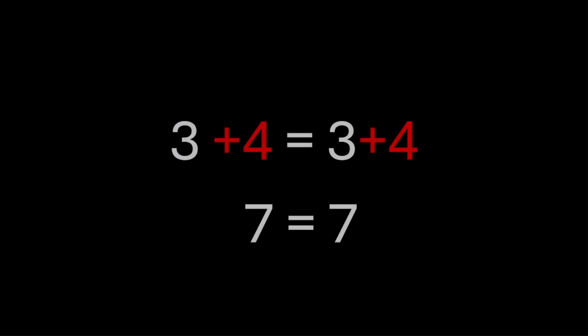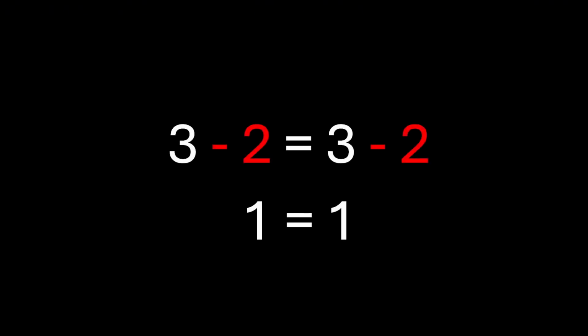And what we can do, we can add on any number on both sides and still maintain equality. So for example, if we add on 4 on each side, we get 7 on the left side and 7 on the right side. And we maintain equality. We can also subtract on each side. So in this case, we subtract 2 and we still maintain equality. We get 1 on the left side and 1 on the right side.